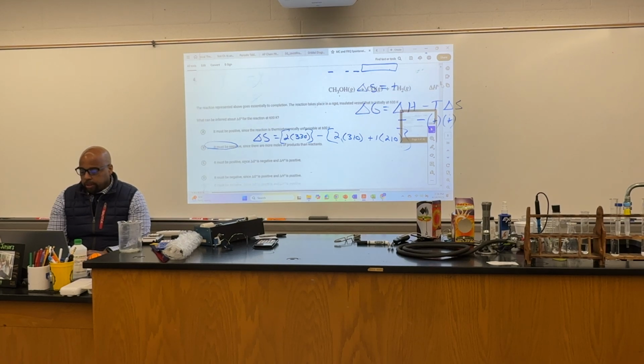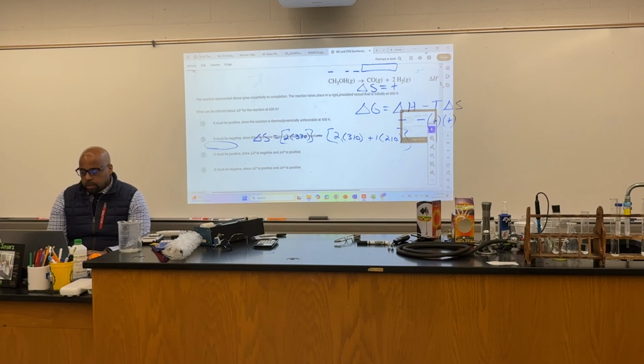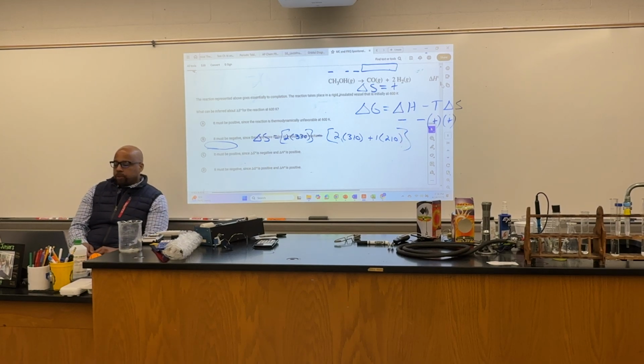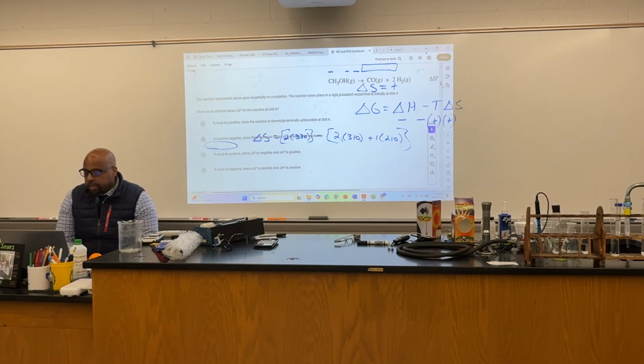Let's look at another one here. All right, the reaction represented above goes essentially to completion. The reaction takes place in a rigid vessel. What can we infer about the delta S for this reaction?